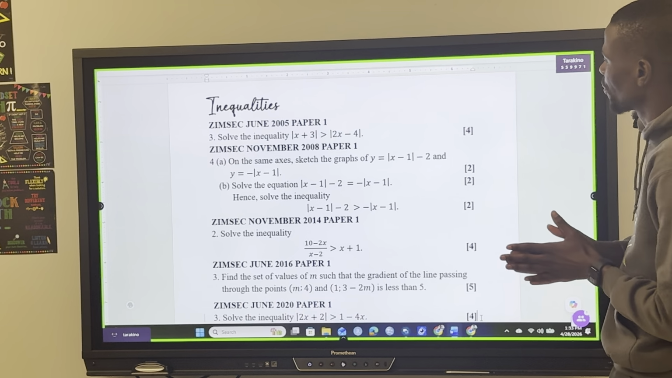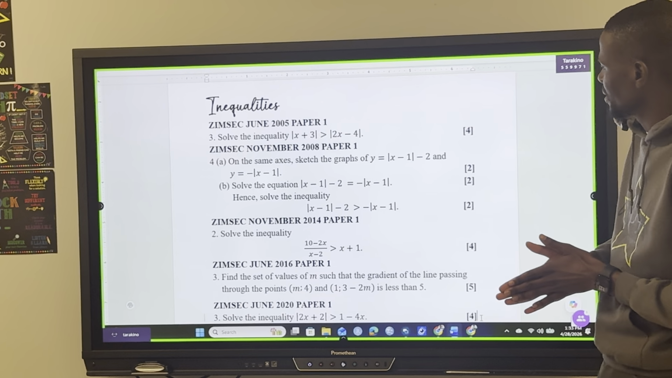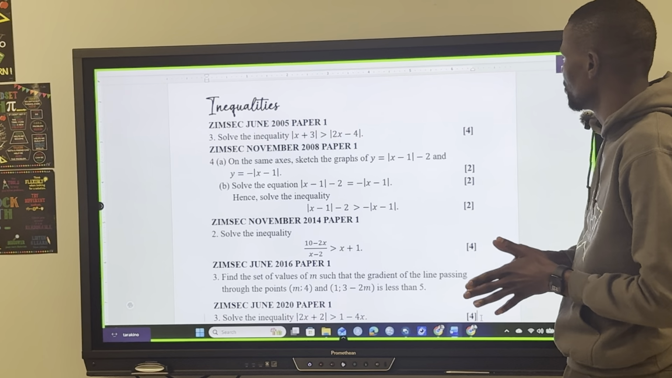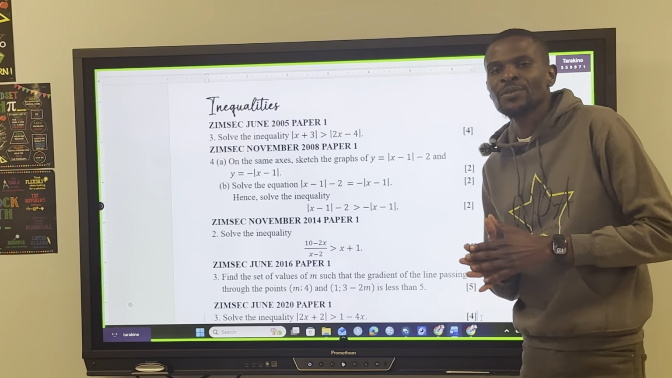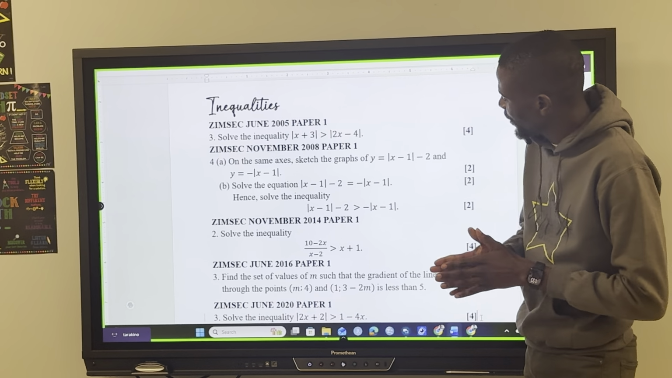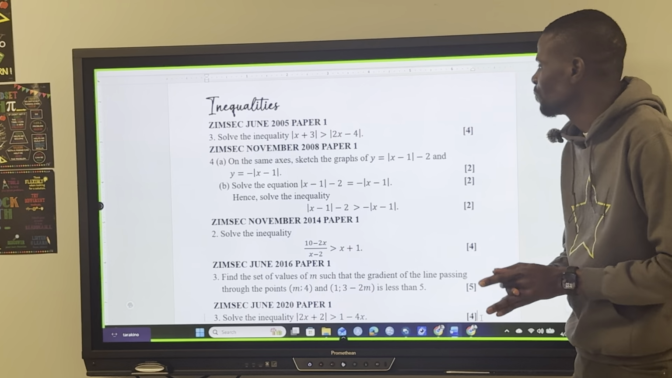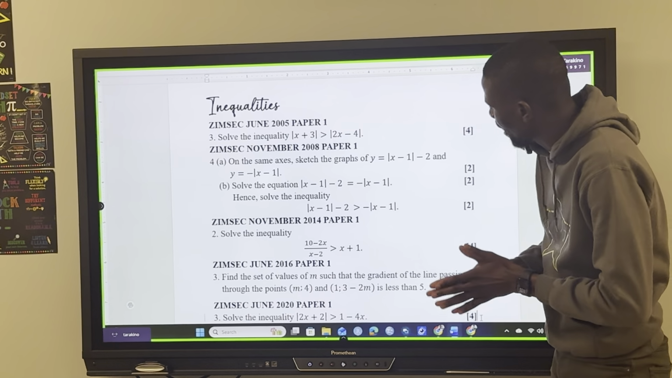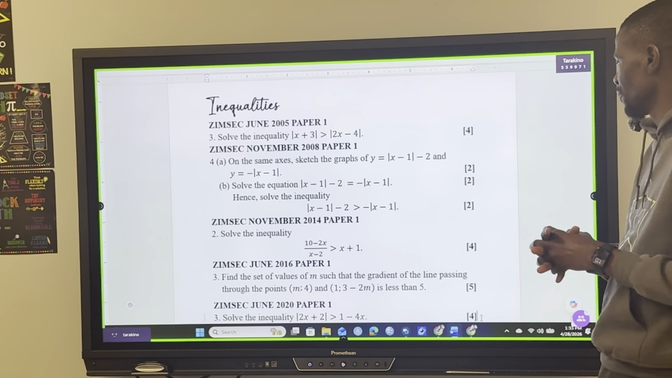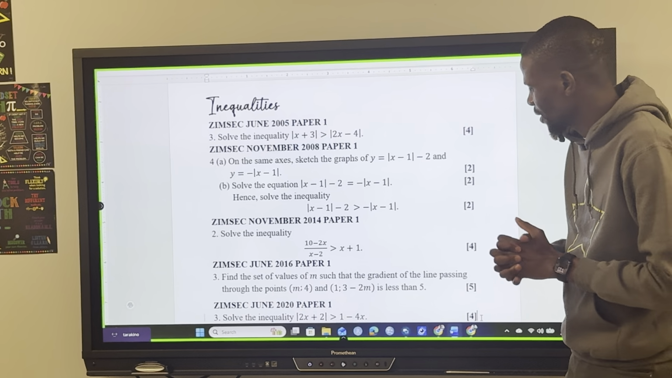The second one is from November 2008, paper 1. 4a, on the same axis, sketch the graphs of y equals absolute value of x minus 1, minus 2, and y equals negative absolute value of x minus 1. B, solve the equation absolute value of x minus 1 minus 2 equals negative absolute value of x minus 1. Hence, solve the inequality absolute value of x minus 1 minus 2 is greater than negative absolute value of x minus 1. The third one is from November 2014.